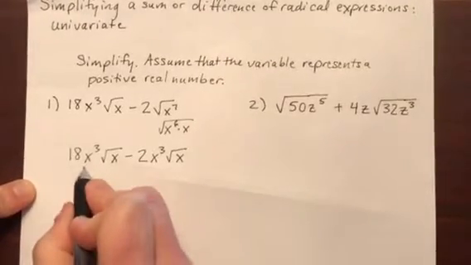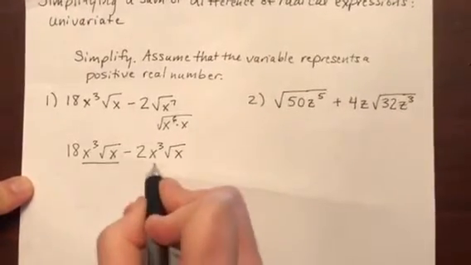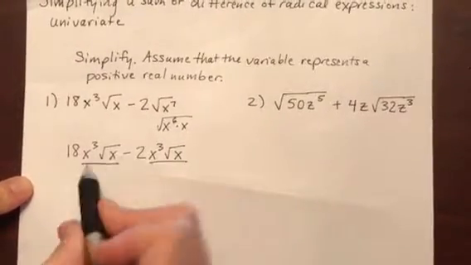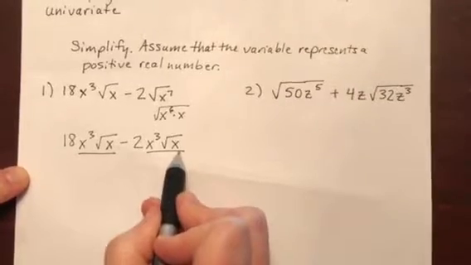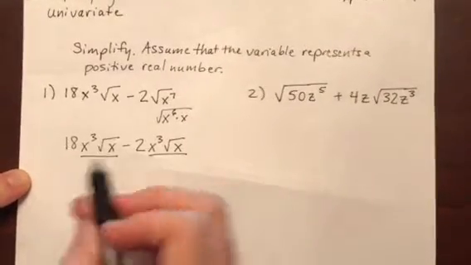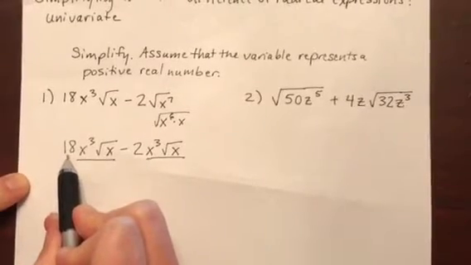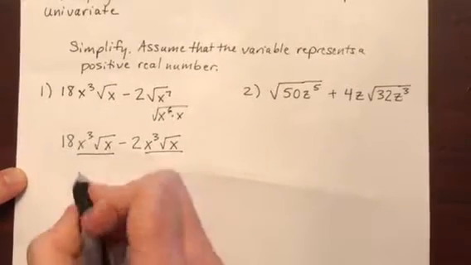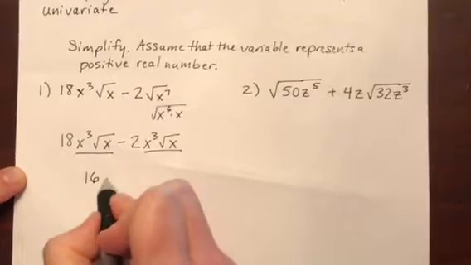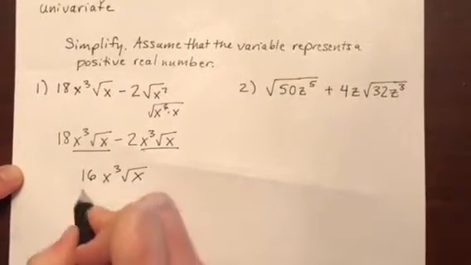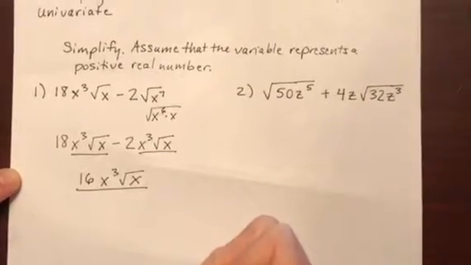Now you notice that this x^3 root x is the same in both of those terms. And so since their variable parts are exactly the same, we are able to combine the coefficients by subtraction. So 18 minus 2 would be 16, and then we still have x^3 root x. And so that would be our final answer for the first one.